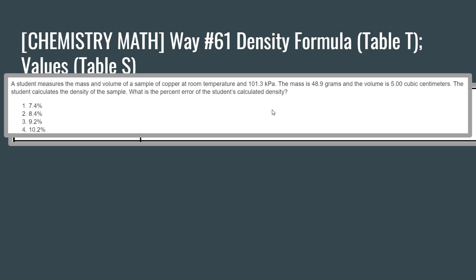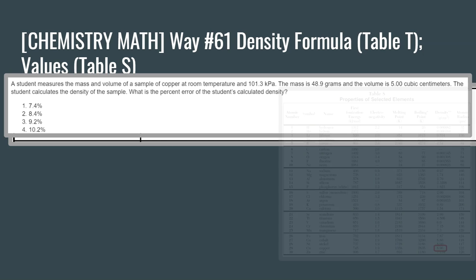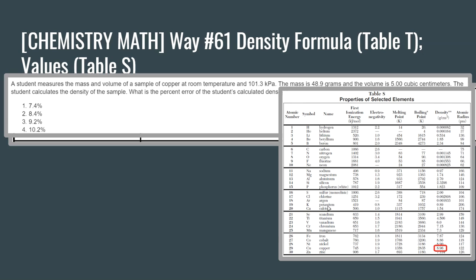Now, this problem is deceptively simple, but if you are able to apply the density formula as well as the percent error, you can figure out what the percent error is. You'll need to consult the theoretical value for the density of copper, and you notice that its actual density is 8.96 grams per centimeters cubed.